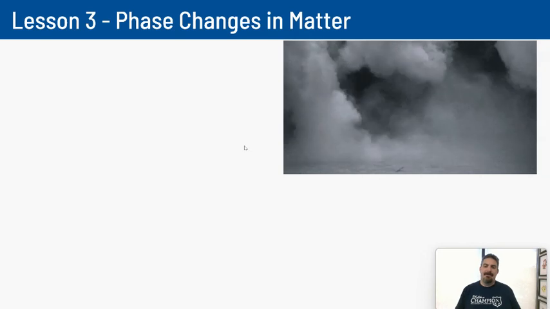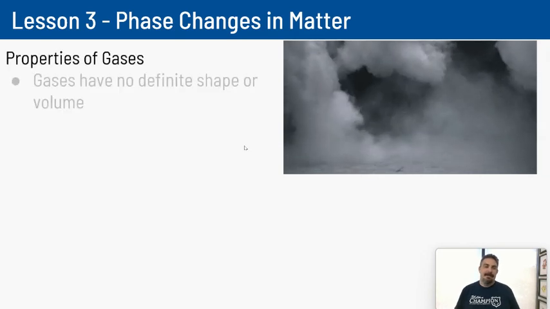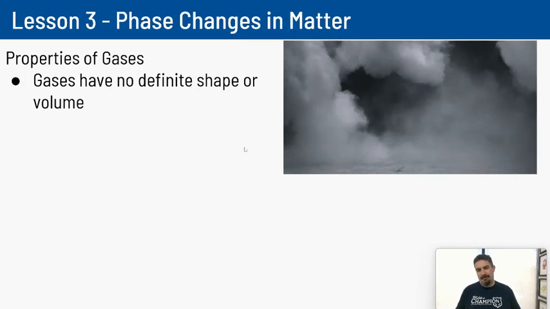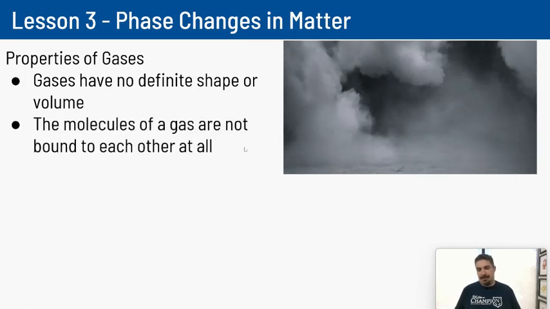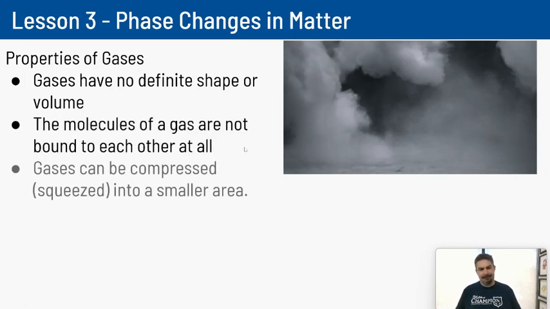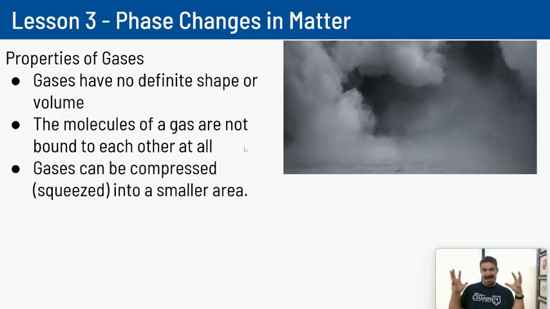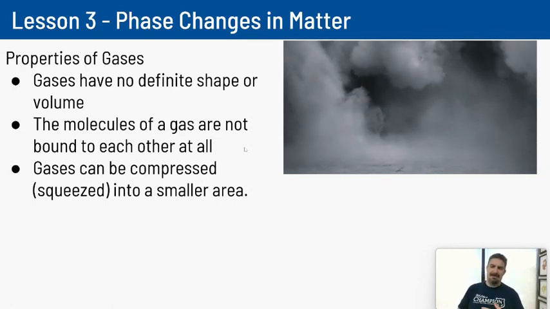Now, the next one here, phase changes in matter. We have properties of gases. Okay, so a gas has no definite shape or volume. They are not bound to each other at all. They're all freely floating. And we can actually squeeze gases into a smaller area. If liquids take up less area than gases typically, and if solids take up less than liquids, then we could squeeze the gas down into a smaller area, right? Like you can squeeze a balloon.